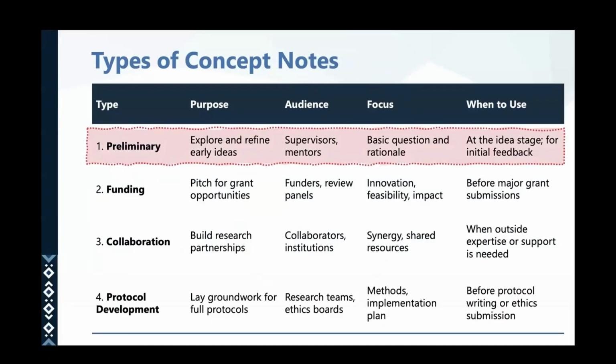So let's start with the first one, a preliminary type concept note. So what do you use this for? Usually as an exploration and refining your ideas. So let's say you have a research question. The next thing you might want to do is look at what methods am I going to use? What are the bases? What do we know from the literature? How am I going to collect data and so on? So it's a nice next step after you get your research question to outline it. And usually you would write this for your colleagues, for your mentors, for your supervisors, so that they can give early feedback before you spend more time.